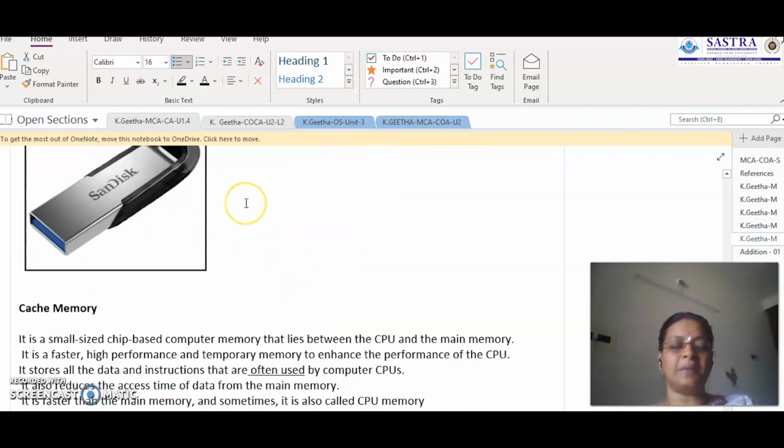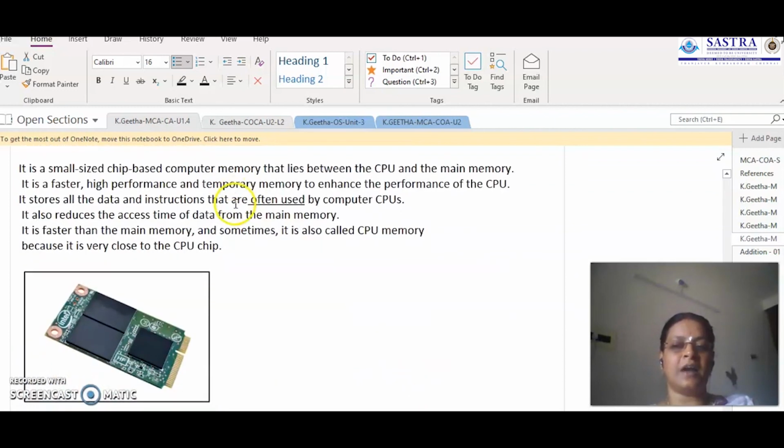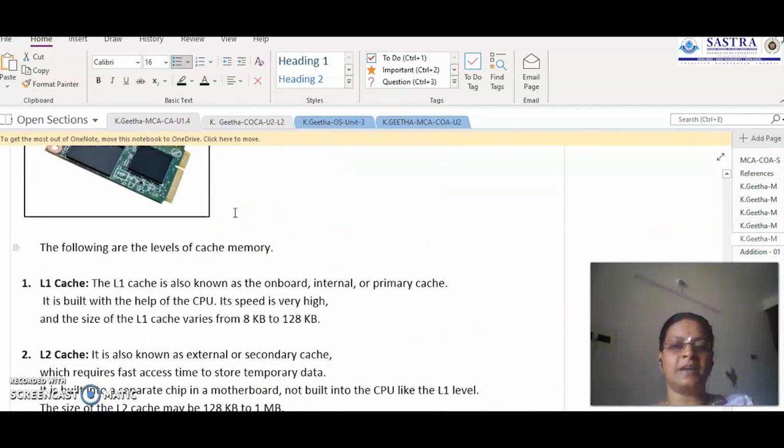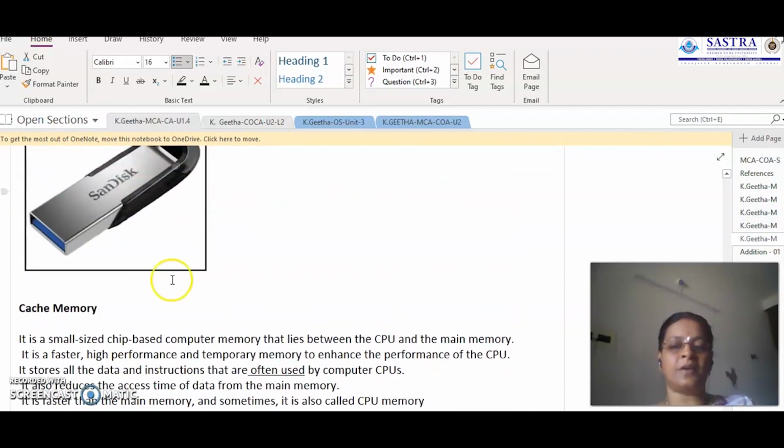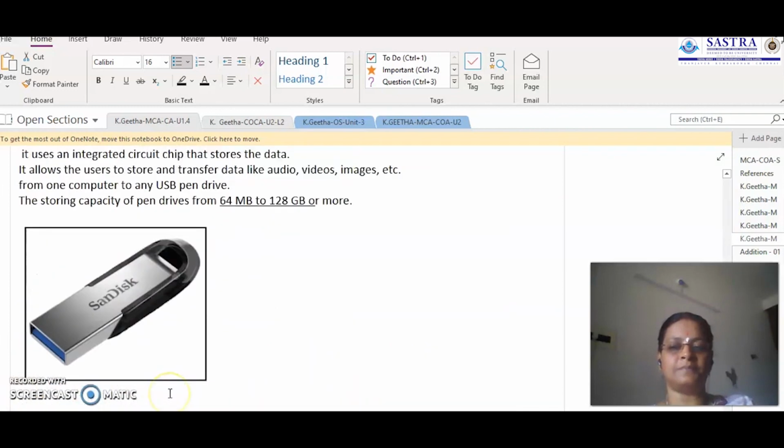And I think this completes the discussion of all the secondary storage devices which have different versions. Then in the next session, I think we will discuss the cache memory and other related concepts with respect to cache memory.